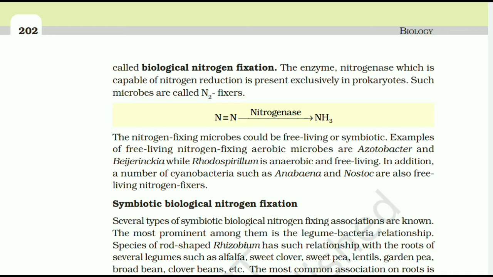Nitrogen fixing microbes could be free living or symbiotic. Examples of free living nitrogen fixing aerobic microbes are Azotobacter and Beijerinckia, while Rhodospirillum is anaerobic and free living. In addition, a number of cyanobacteria such as Anabaena and Nostoc are also free living nitrogen fixers.